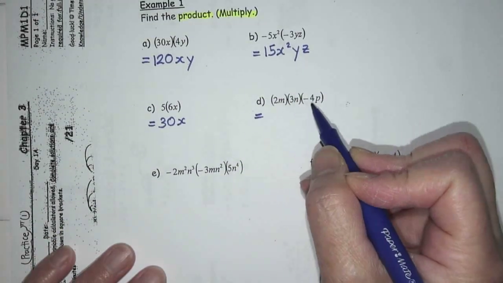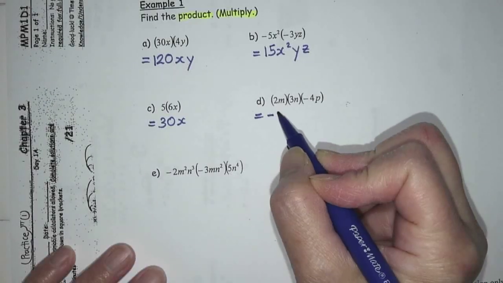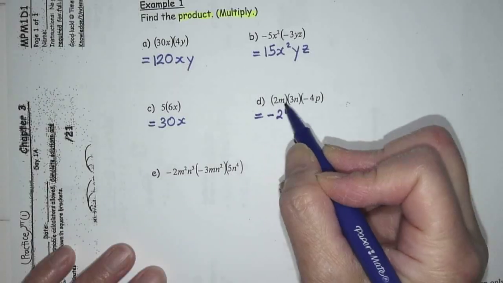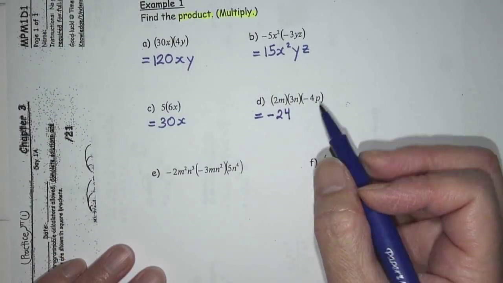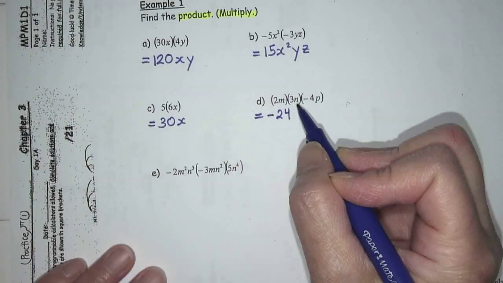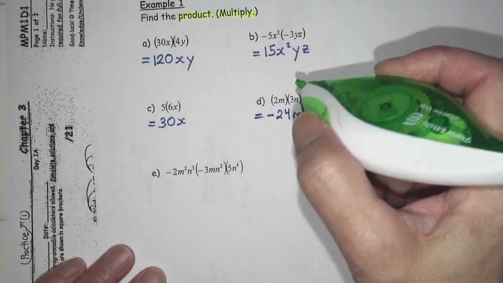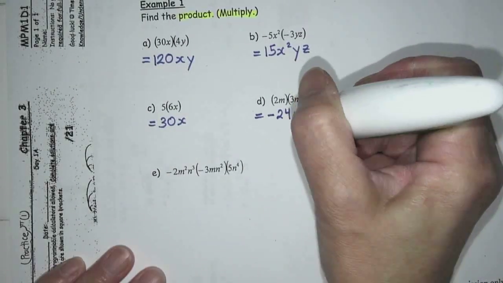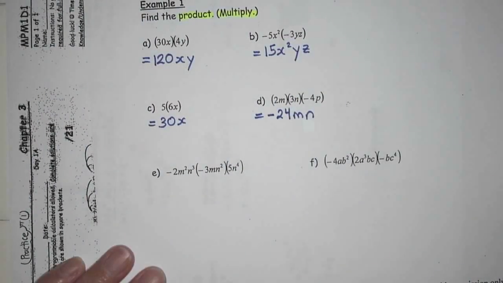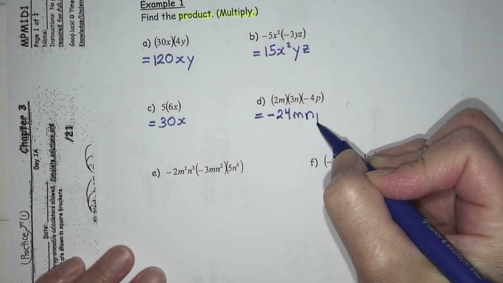So 2 times 3 times negative 4, which gets me negative 24. 2 times 3 is 6. 6 times negative 4 is negative 24. M times n times p. If they are not the same variable, it stays m times n times p.